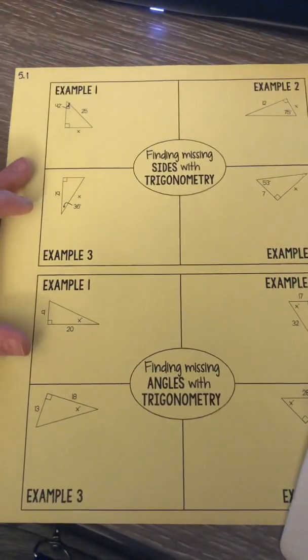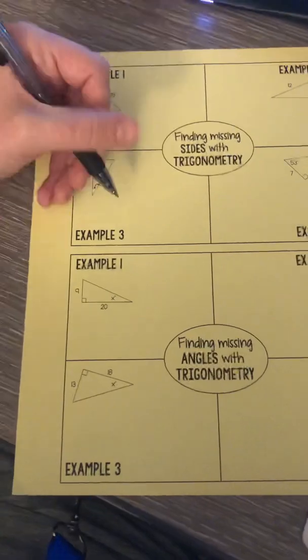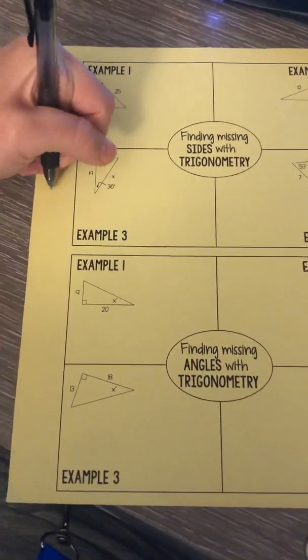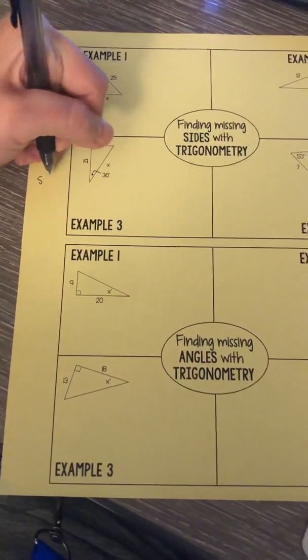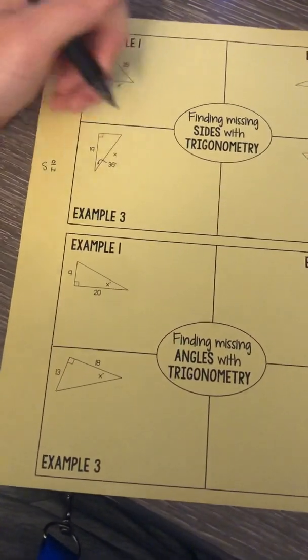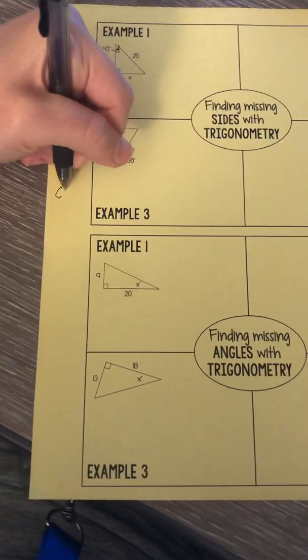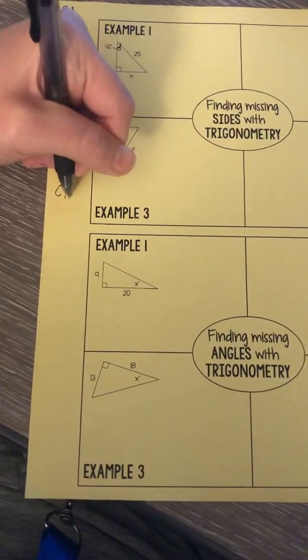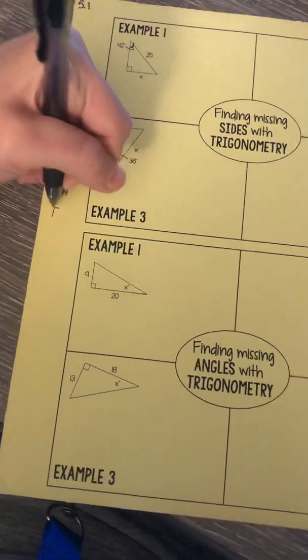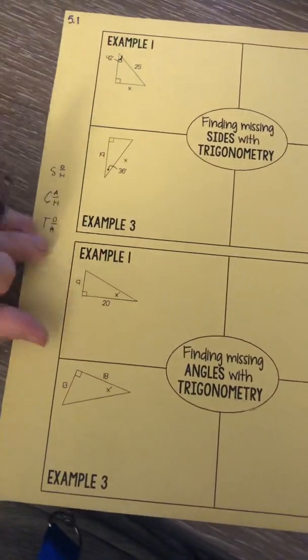Alright guys, so the last thing we're going to do on 5.1 is work a couple of examples using SOHCAHTOA. It is so important to know SOHCAHTOA, so I'm just going to put an S, O over H, C, A over H, and then TOA. T is O over A.